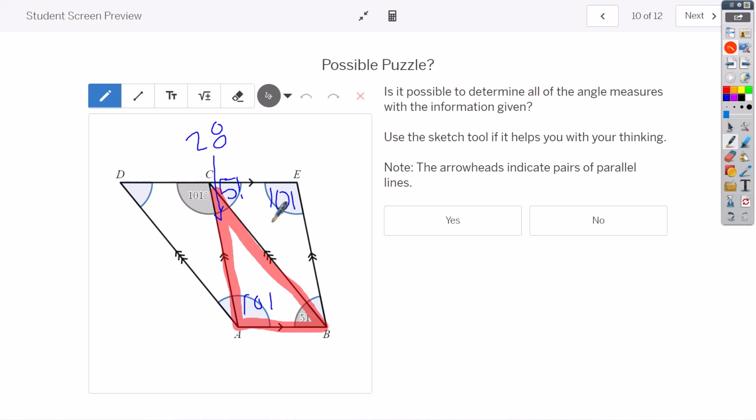And if I know that this is 28 degrees, and I have these two parallel lines on the left and right here, then I can slide that 28 degrees right down here and flip it over to this side of the transversal. That's going to be 28 degrees. All right, so I think I have everything in this triangle, everything in this triangle.